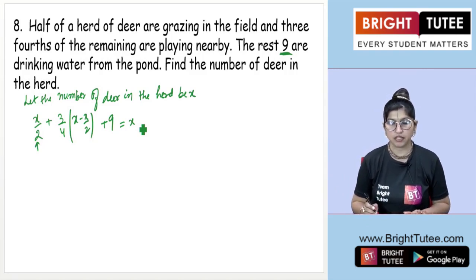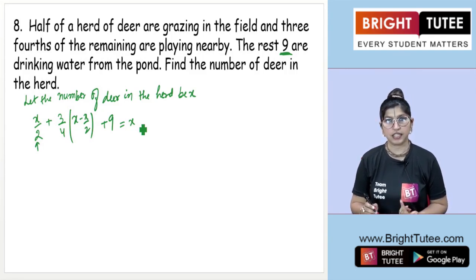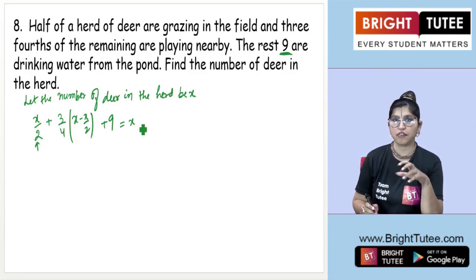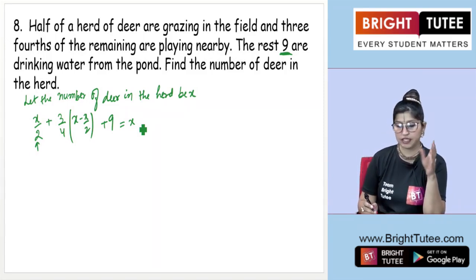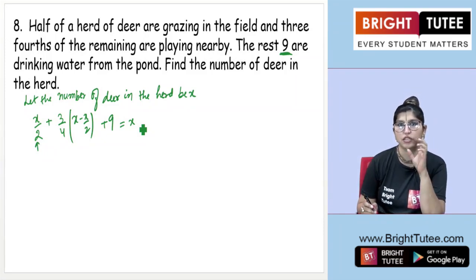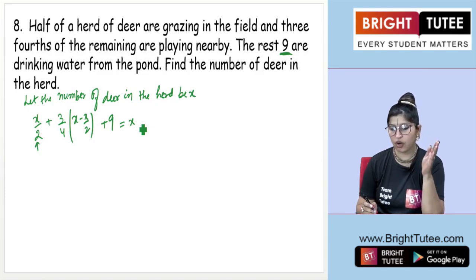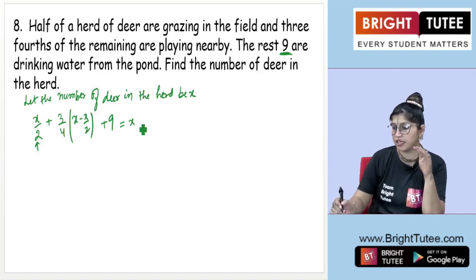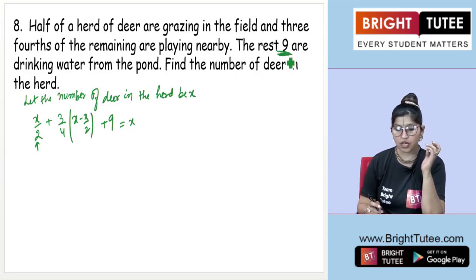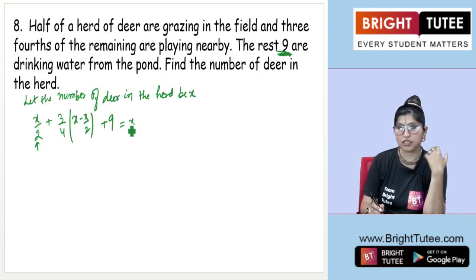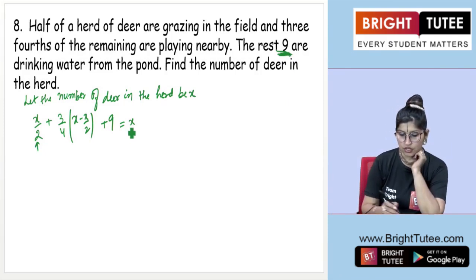So I am just explaining to you once again. It says half of the deer are grazing in the field. So that means if the total number is x, then half of it, that means x by 2, they are grazing in the field. Now it says that 3/4 of the remaining are playing nearby. Remaining total is x, x by 2 has already gone for grazing in the field. So we are left with x minus x by 2, and 3/4 of it are playing nearby, and still we have 9 deer which are drinking water from the pond. So the number of deer, adding all of them, we know that we will be getting the total number, which is x. So this is the equation.